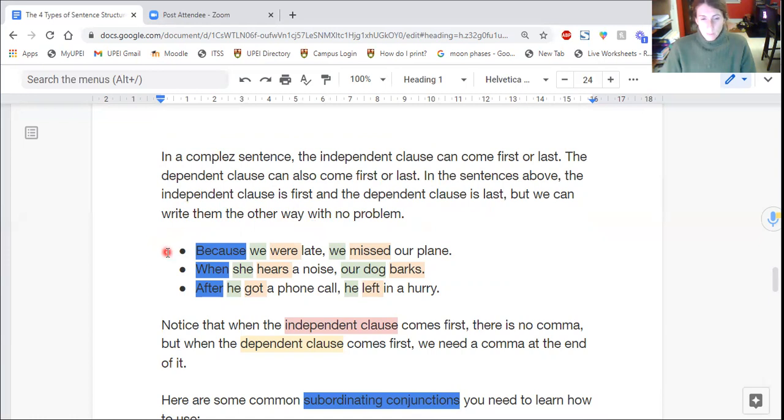Here are some examples. Because we were late, we missed our plane. When she hears a noise, our dog barks. After he got a phone call, he left in a hurry. Notice that when the independent clause comes first, there is no comma. But when the dependent clause comes first, we need a comma at the end of it. You can see that in each of these sentences.